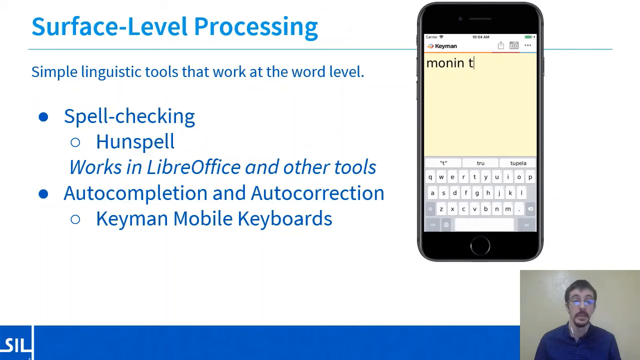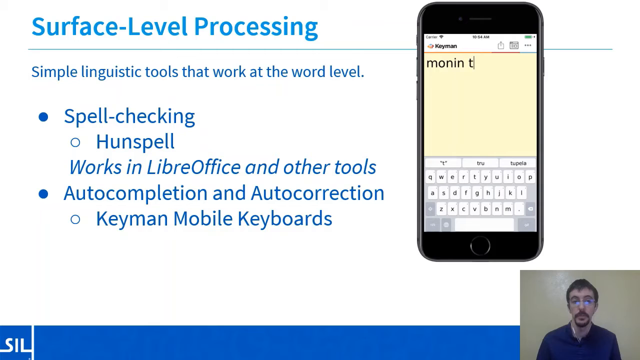The last indicator is surface level processing. So these are simple linguistic tools that work at the word level. One of those would be spell checking. And if you have a word list available of many or most of the words that are used in the language, then that can be compiled into a Hunspell spelling dictionary, and then you can use it in LibreOffice or OpenOffice or other tools.